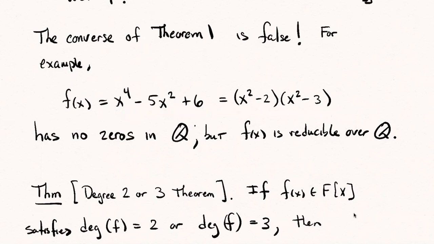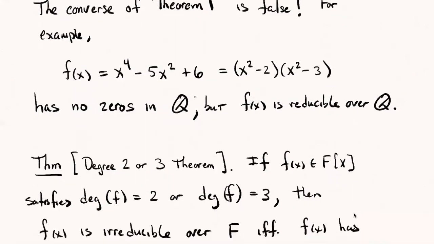But that fourth degree polynomial doesn't have any zeros in Q. I'm being a little bit fast and loose here, but the zeros of that polynomial in the real numbers are plus and minus the square root of 2 and plus or minus the square root of 3. None of those numbers are rational numbers, all right? So just because you don't have any zeros doesn't mean that you're irreducible. It's more complicated than that.